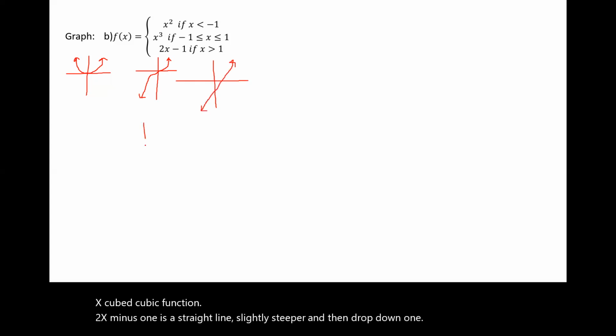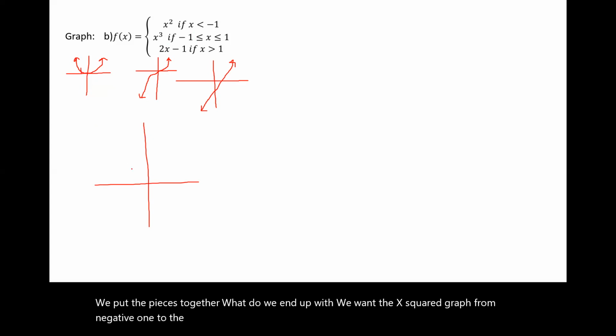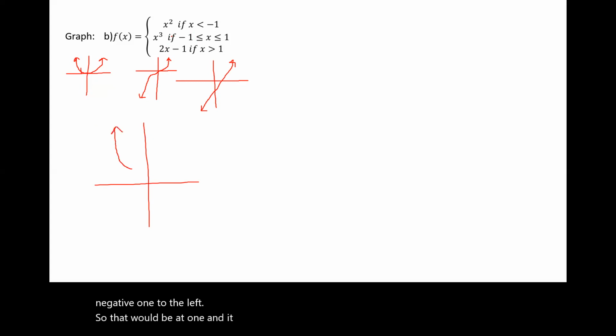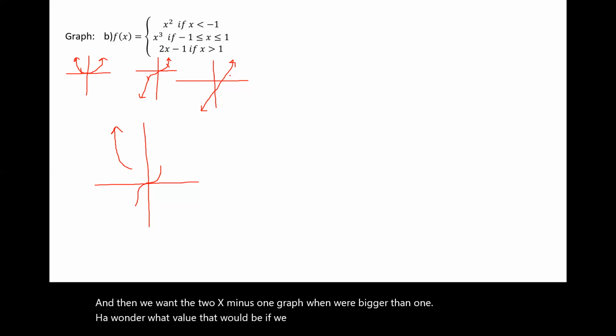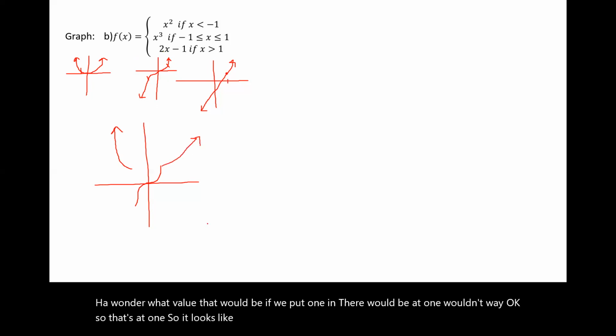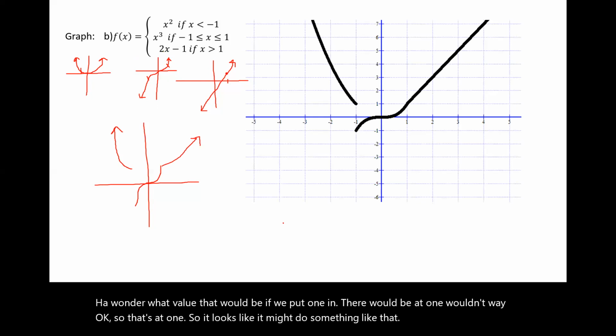If we put the pieces together, what do we end up with? We want the x squared graph from -1 to the left. So that would be at 1 and it would go up. We want the x cubed graph from -1 to 1. So that would be from here to here. And then we want the 2x minus 1 graph when we're bigger than 1. I wonder what value that would be. If we put 1 in there, we'd be at 1, wouldn't we? Okay, so that's at 1. So it looks like it might do something like that. So we think this is what our graph is going to look like.